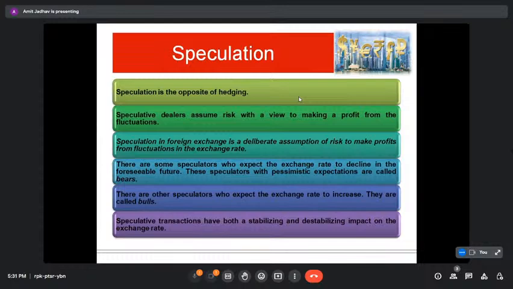There are the brokers. Some brokers think that when the prices of shares continuously decline, they can buy the shares and make a profit, and these are known as bears. And the bulls, when prices are increasing, try to make a profit in terms of the increasing price, so they are known as bulls. The same applies to speculators in the foreign exchange market also. Speculative transactions have both a stabilizing and a destabilizing impact on the exchange rate.